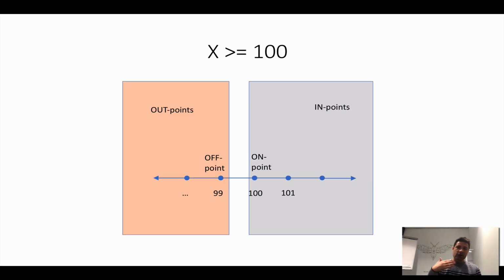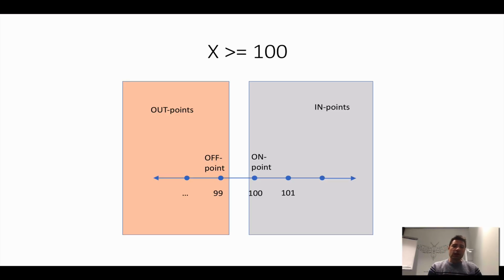So the on point makes the condition to be true in this case. Then I have in points. And in points are points where it is evaluated to true. For example, 101 would be evaluated to true, 102 would be evaluated to true, and etc. So on point is the point on the condition. In this case, it makes the condition to be true. In points are points where the condition is true, right? That makes the condition true.